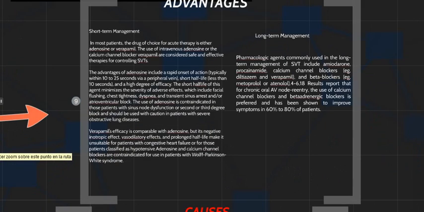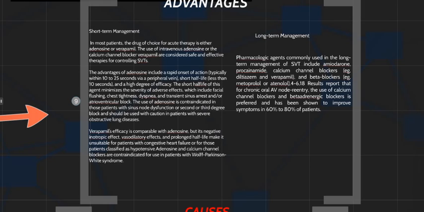There is short-term management and long-term management. The short-term management: in most patients, the drug of choice for acute therapy is either adenosine or verapamil. The use of intravenous adenosine or the calcium channel blocker verapamil are considered safe and effective therapies for controlling supraventricular tachycardia.